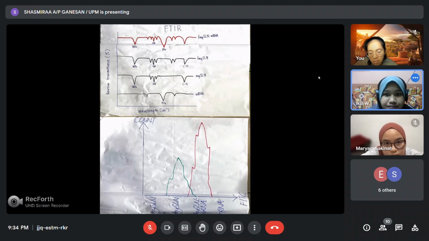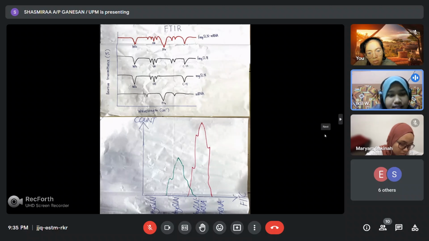So each will have an extra or additional functional group. Also, lastly, for FMySLN containing the mRNA, the one in red, will have the combination of thickness between FMySLN and mRNA as it can detect the functional groups from both of these two materials. Therefore the FTIR can confirm the presence of the material from FMySLN and mRNA based on the functional groups.